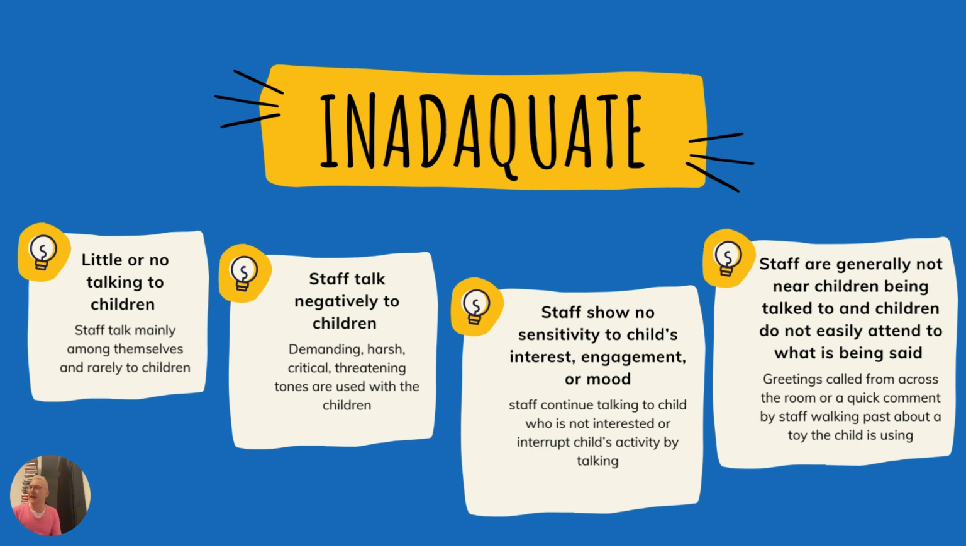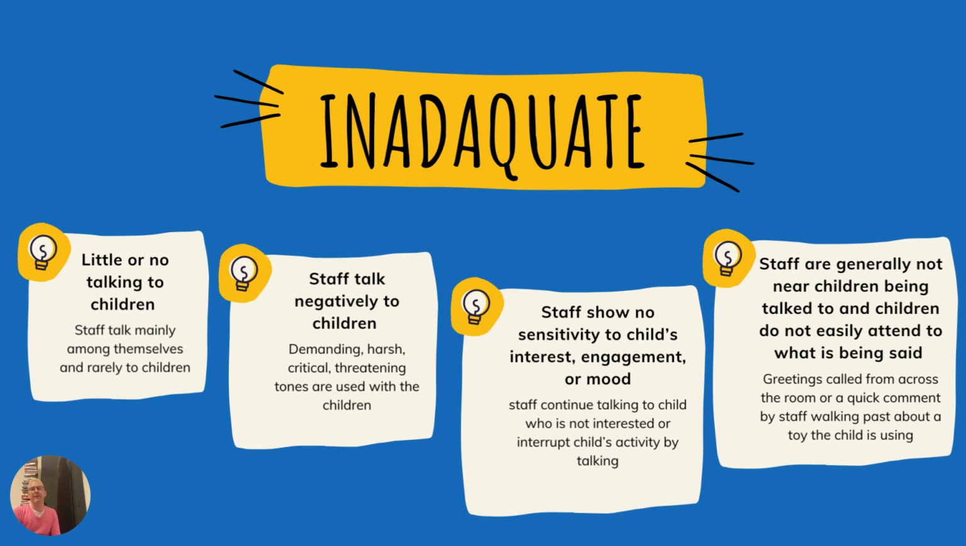"Stop that! Pick that up!" "Oh, how many times have I told you?" "Enough with the crying already." This kind of talk would be inadequate and is an example of staff talking negatively to children. So my third point here in the inadequate scale would be staff show no sensitivity to children's interest, engagement or mood. Staff continue talking with children who are not interested, or they interrupt children's play or their activity by talking.